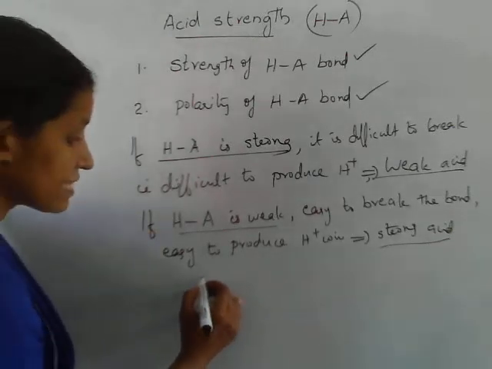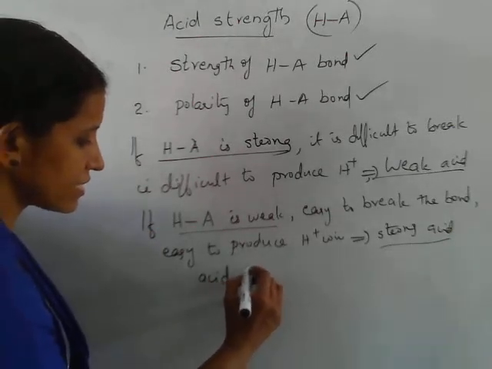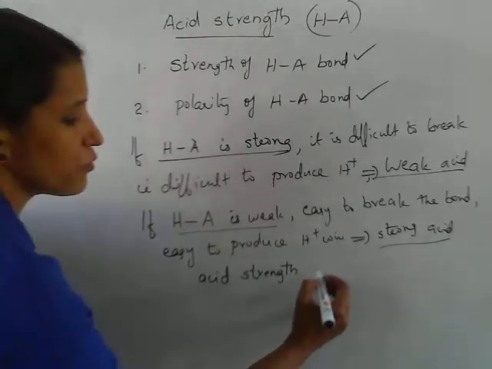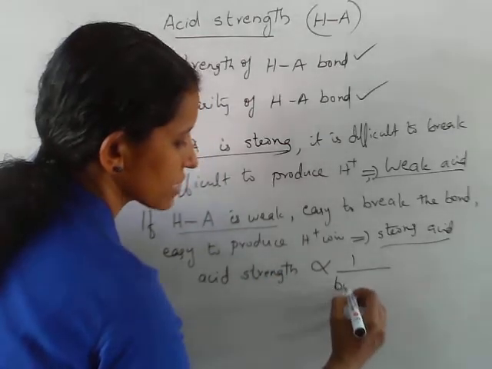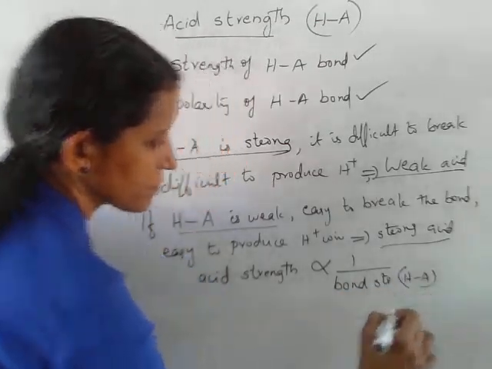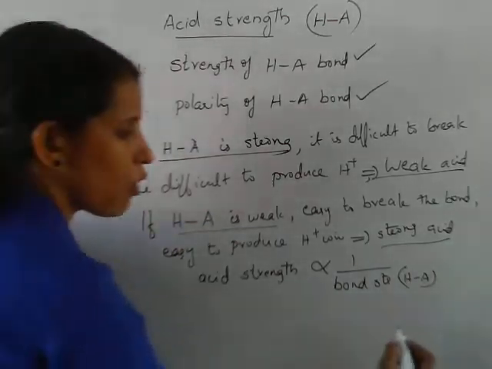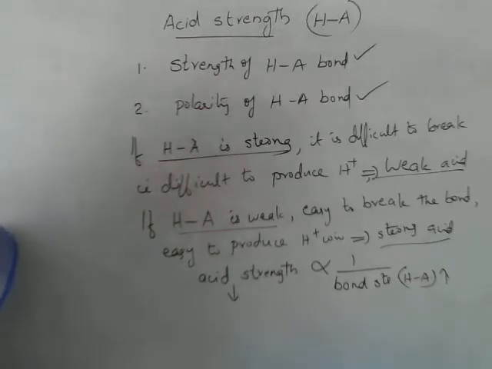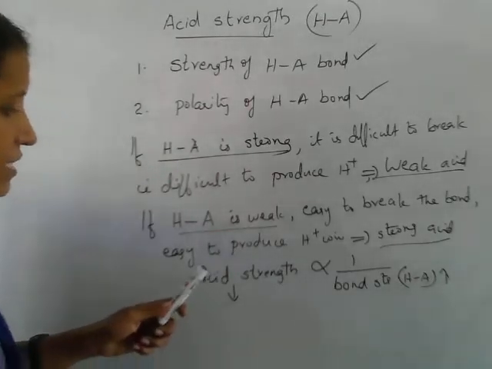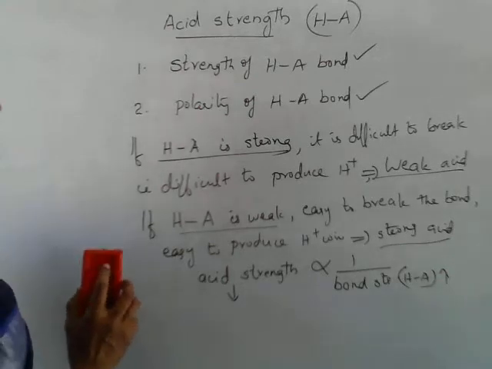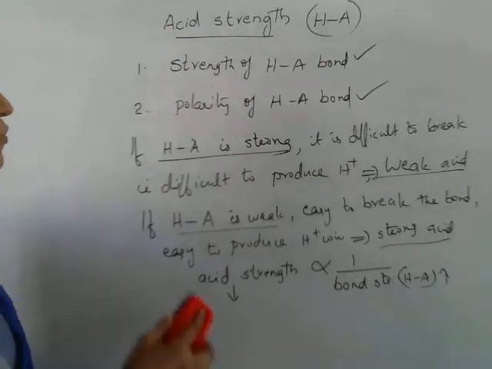So how are acid strength and bond strength related? Acid strength is inversely proportional to bond strength of the HA bond. When bond strength increases, acid strength decreases. Clear? So this is the determining factor, that is, bond strength is the determining factor for comparing acid strength of compounds formed by elements of a group.